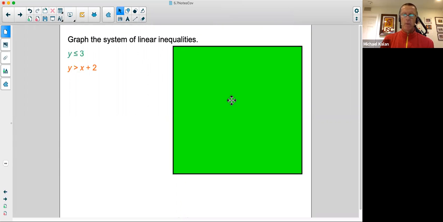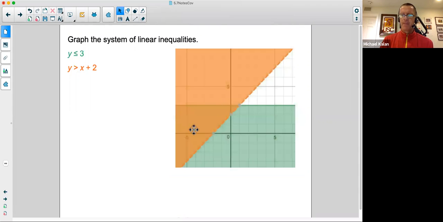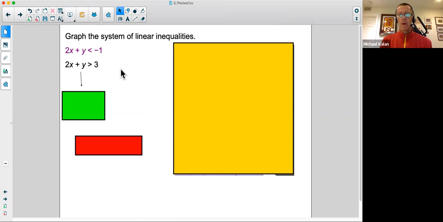So you've got, the first one is a horizontal line, which is right here, and it's y is less than or equal to 3, so I would shade down. And for y is greater than x plus 2, obviously up here at 2 is my y-intercept, slope is 1, up 1 to the right 1, dashed line rather than a solid line, right? And then we want numbers that are greater than, so we're going to shade up. So what's our solution? It would be right in here. Okay, try this one.